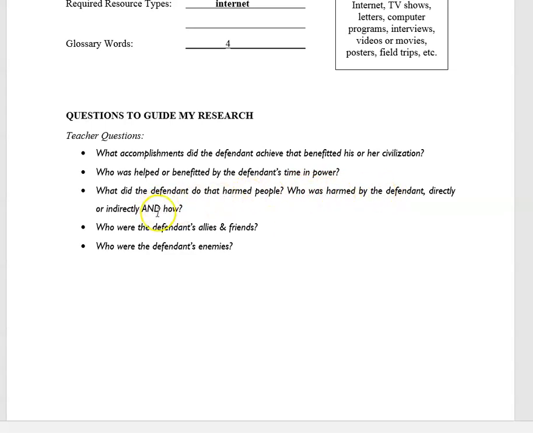because that's going to be important in terms of developing your witnesses, right? And then who were the defendant's allies and friends? Okay, that might include family members. It may not, right? And then who were their enemies? That may include family members, but it may include other people as well.